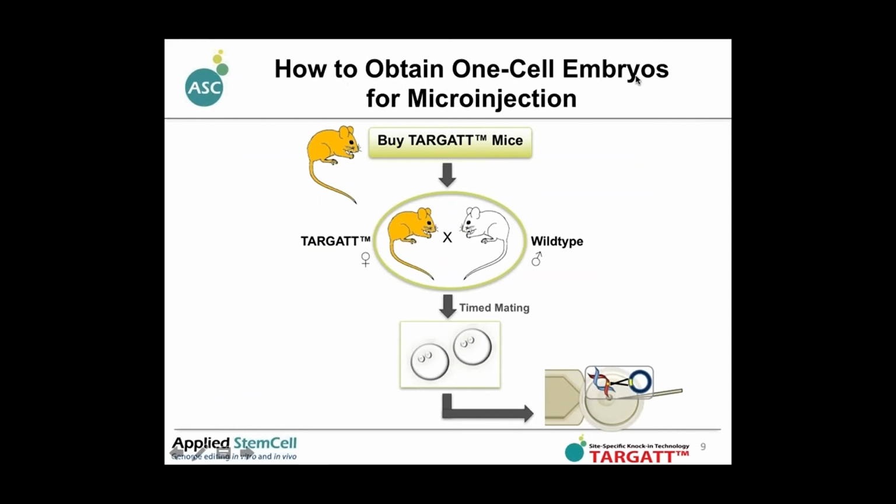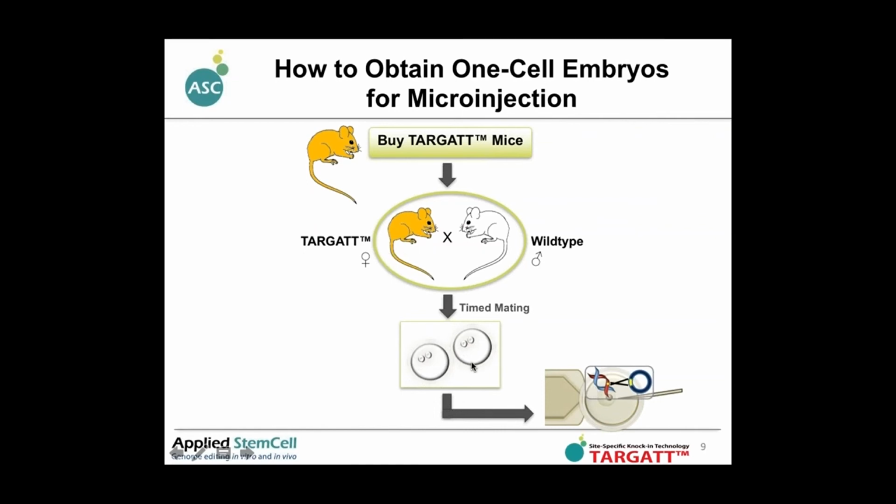So how do we obtain one-cell embryos for microinjection? This is pretty similar, like I said, to the process for generating random transgenics. First, buy target animals. Usually the animals shipped from Charles River are female target animals, and these animals can be bred with wild-type males. Then one-cell embryos can be collected from the donor, and these embryos can be used for microinjection.